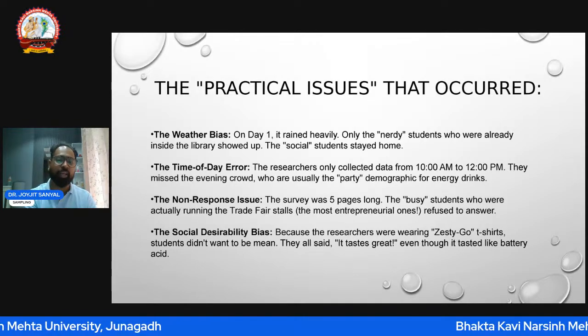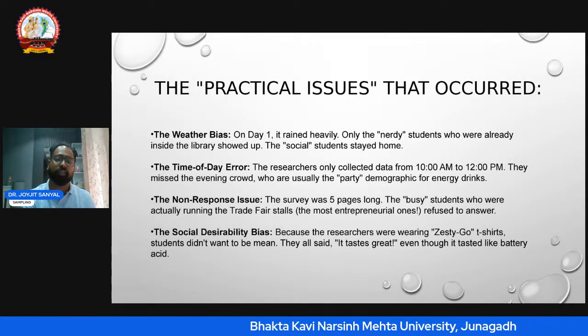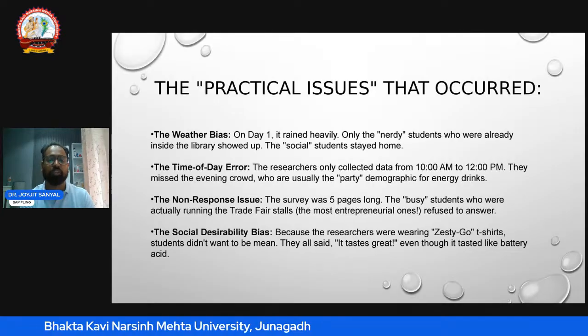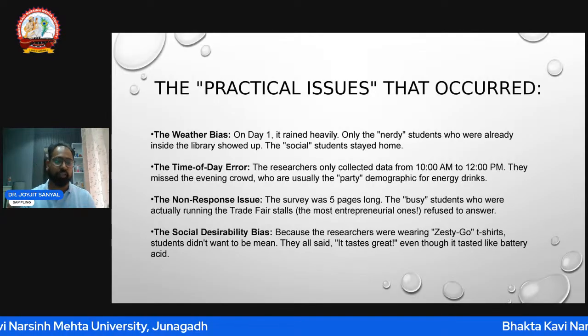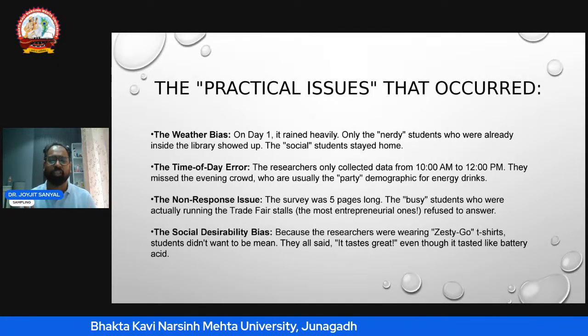The weather bias: on day one, it rained heavily. Only the nerdy students who were already inside the library showed up. The social students stayed home. So since it was raining, the studious students who were in the library came, and they gave responses. Nobody else gave any response.